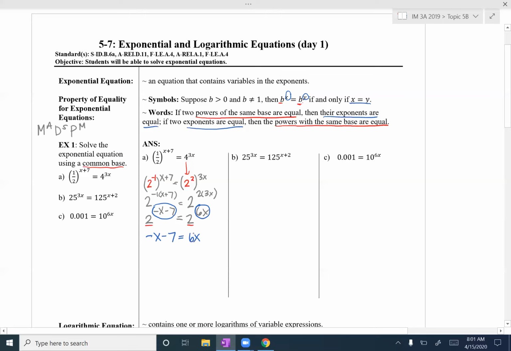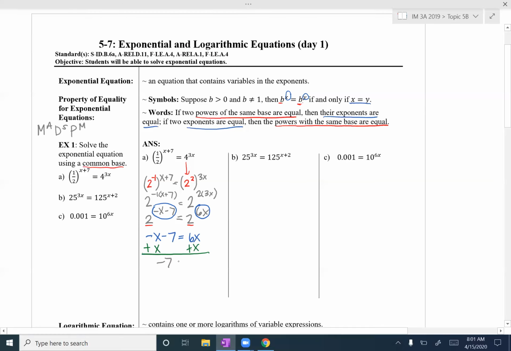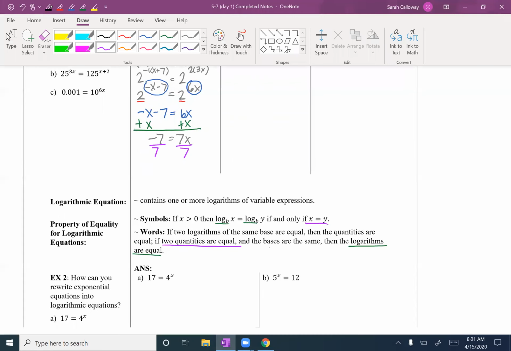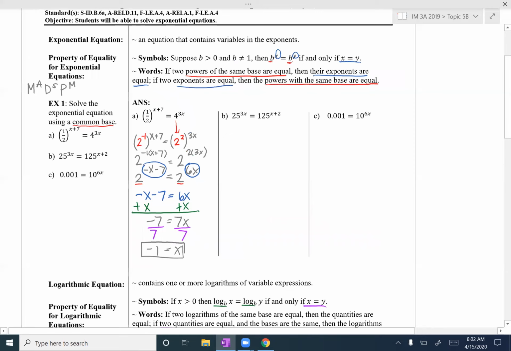So once I have the same base, I can then ignore the bases, and then I want to solve for x. So since I have -x and a 7 over here, I want to leave the 7, so let's add x to both sides. And so that gives us that -7 is equal to 7x. And then finally, dividing by 7 gives us that x equals -1. Since exponential functions have a domain of all real numbers, we don't have to check our solutions for these problems. So we can just leave that as the answer. We don't have to check it.